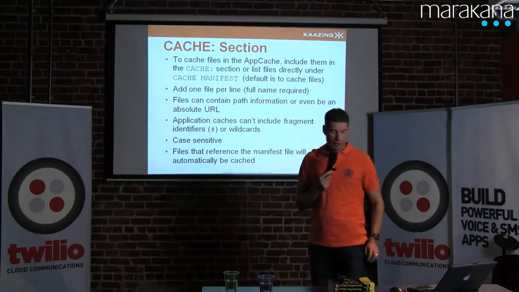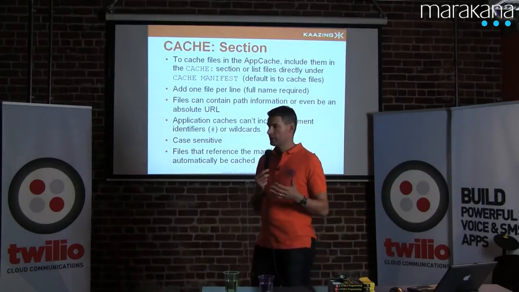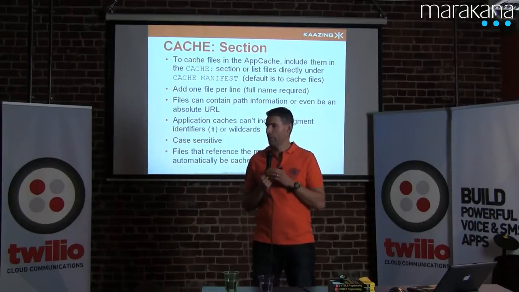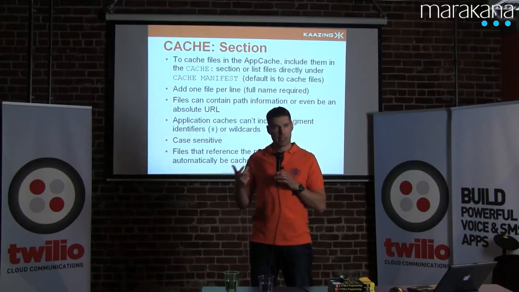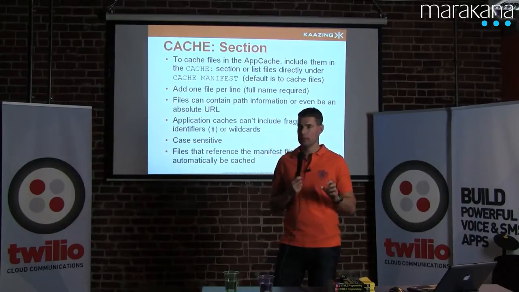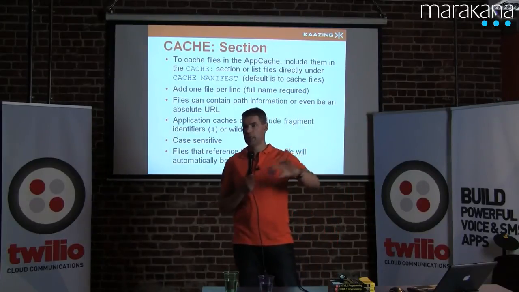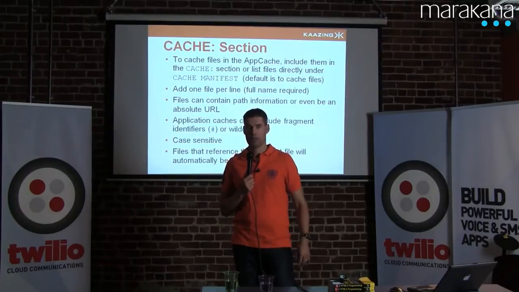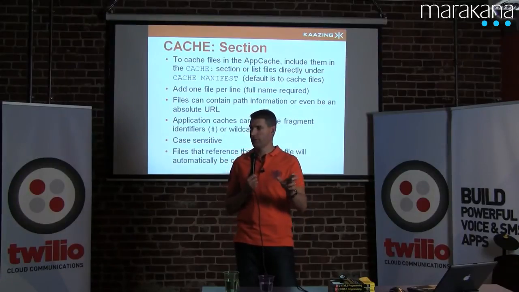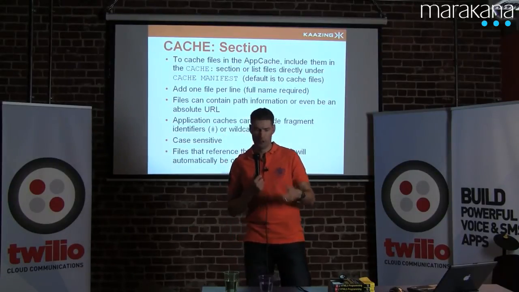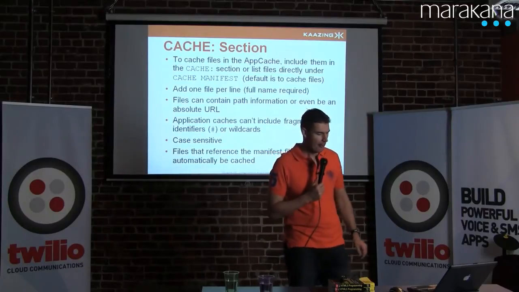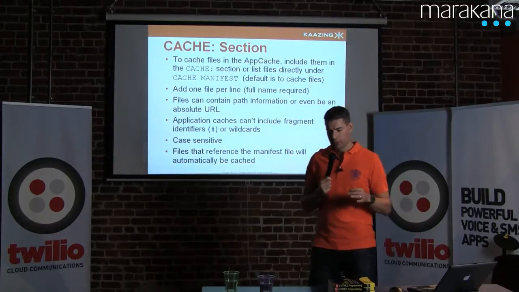Now, the other thing is, if you access a file and it has this manifest reference, this attribute, then that file doesn't need to be in the manifest to be cached. So it'll be lazily added to the application cache if you just have the reference to that offline manifest file. And I'll show you that in practice in a little bit. But keep that in mind.